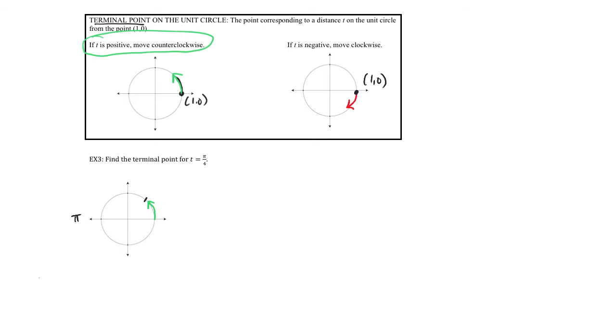Halfway around the circle is pi. Half of that is pi over 2, and half of pi over 2 is pi over 4. I want to know what the x and the y value are there. I'm going to draw that a little bit bigger. That is a 45-degree angle. This is 90, so that ends up being an isosceles triangle. My x and my y are the same exact value.